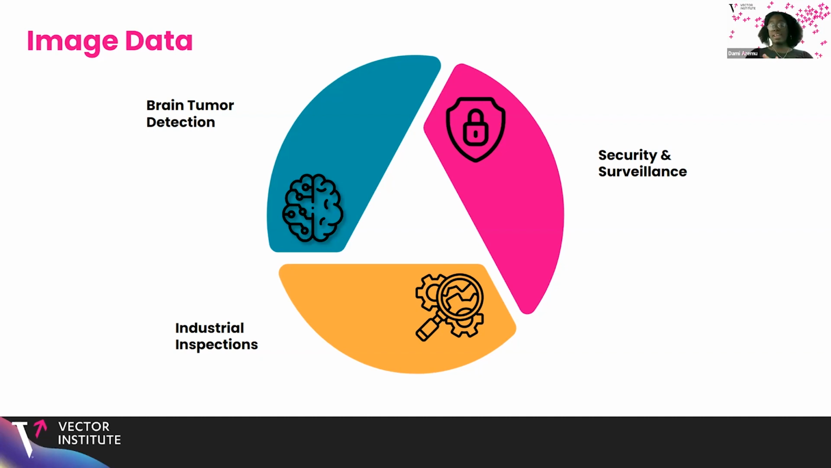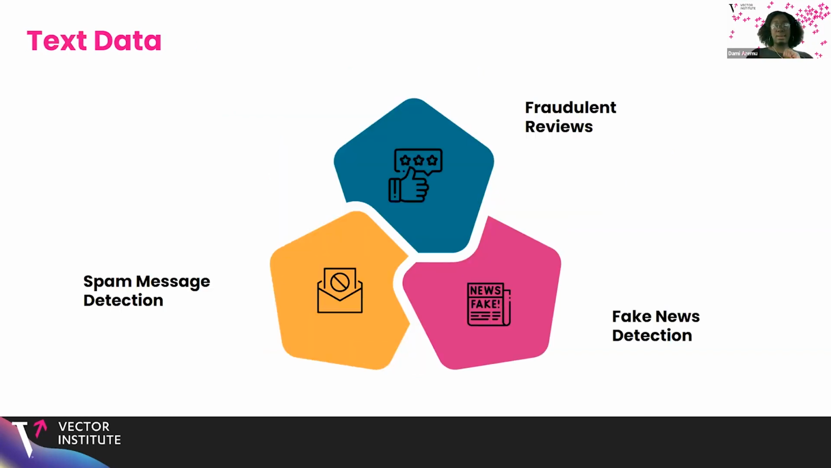Then secondly, surveillance and security. This is the process of checking if there is a deviation from what is the norm in transportation industries and the likes. Then lastly, industry inspection. So a set of normal pictures are put in the system. So whenever there is a deviation from this normal set of pictures, we say that there is an anomaly in the particular products.